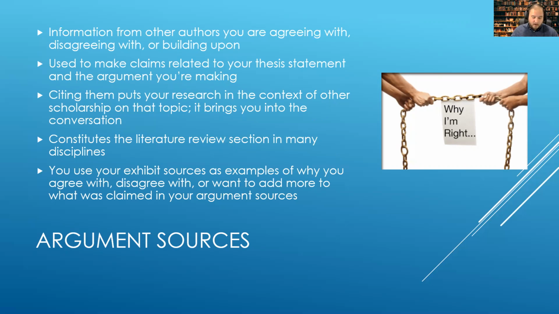An example of an argument source would be Ta-Nehisi Coates disagreeing with Martin Luther King Jr. on the ability to create change. Where MLK says the moral arc is long but bent towards justice, Coates believes the moral arc is bent towards chaos.